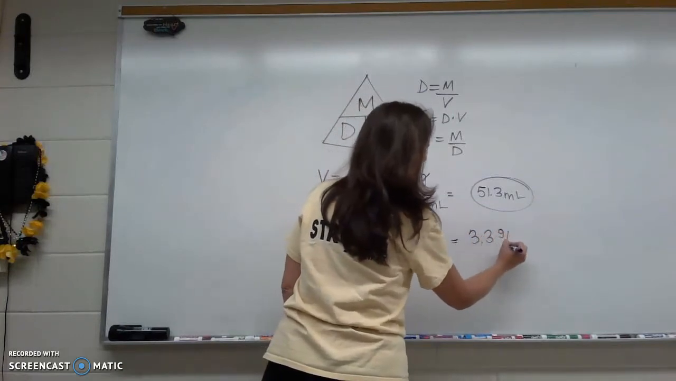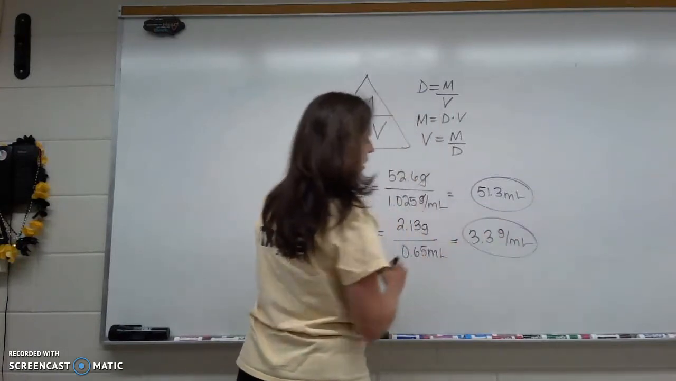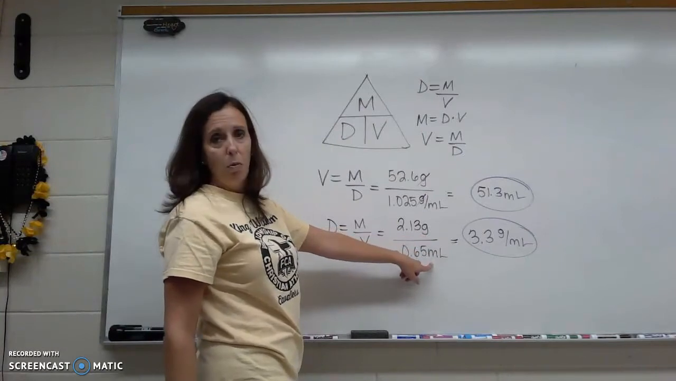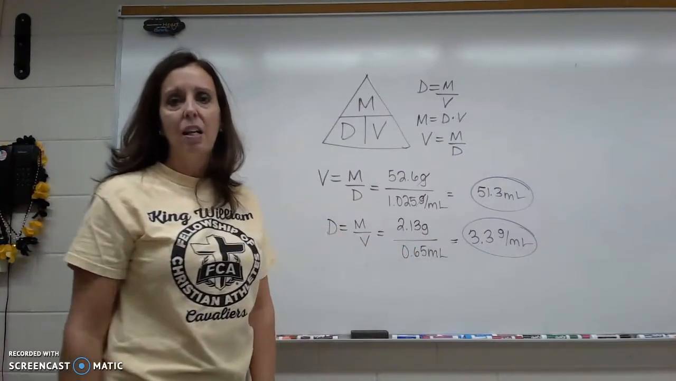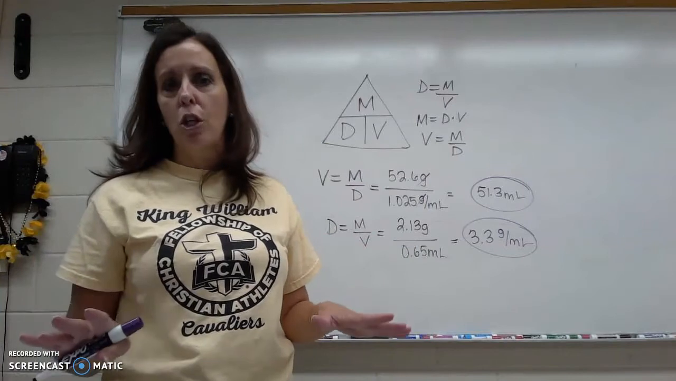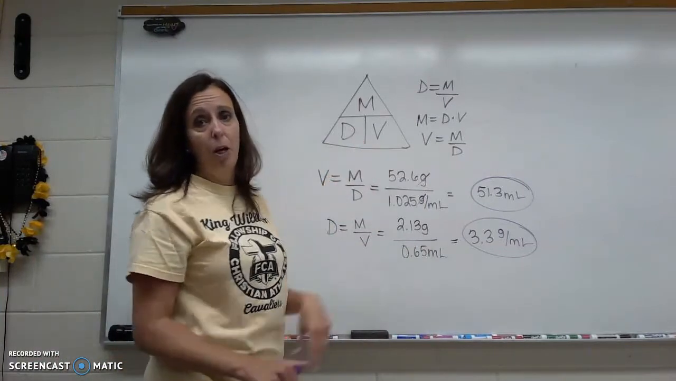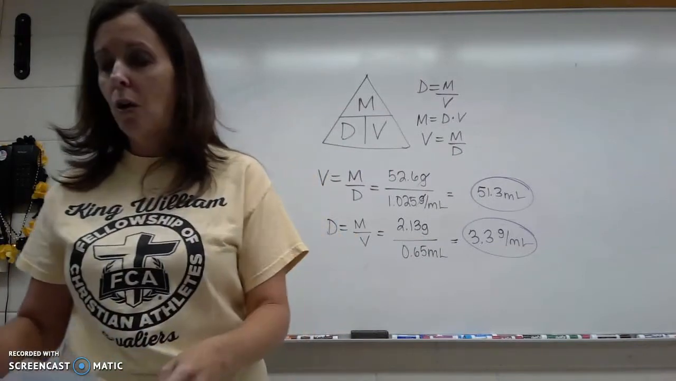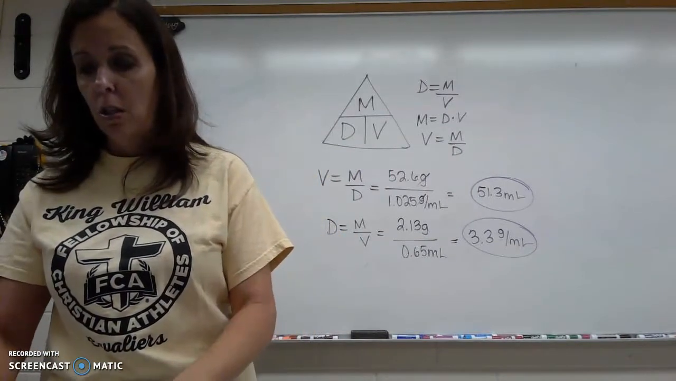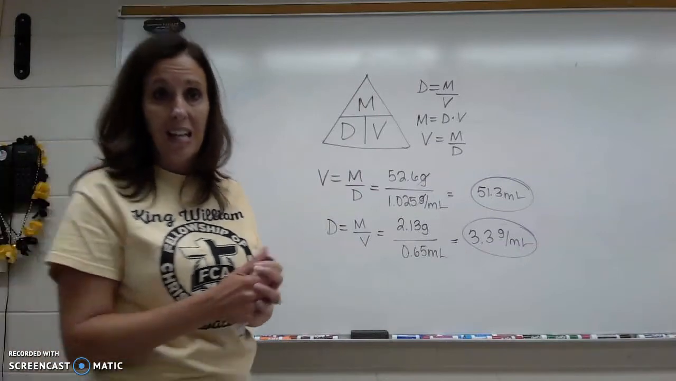Density is always going to be in grams per milliliter. And that's density in a nutshell. I should not be able to trick you on any density problem as long as you know your density pyramid. Now, the last thing I want to talk to you about is going to be percent error.